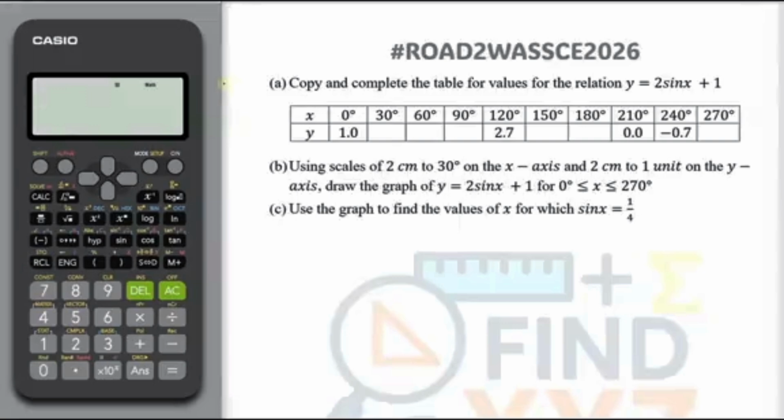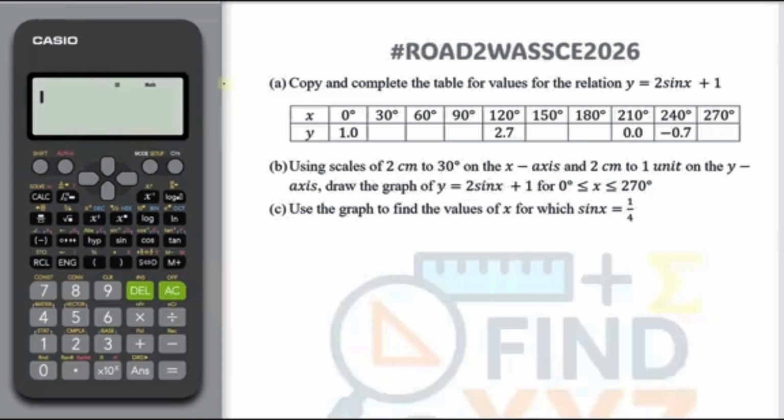We are still on the road towards 2026. Let's try this problem. We've been asked to copy and complete the table of values for the relation y is equal to 2 sine x plus 1. Then we are asked to use scales of 2 centimeters to 30 degrees on the x-axis and 2 centimeters to 1 unit on the y-axis. Then we'll draw a graph of y is equal to 2 sine x plus 1 on the interval of x from 0 degrees to 270 degrees. Then finally, we'll use our graph to find the values of x for which sine x is 1/4.